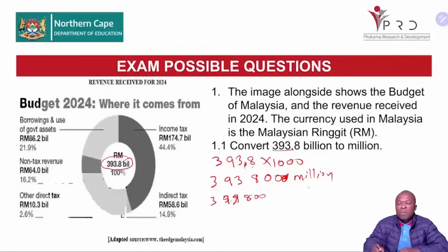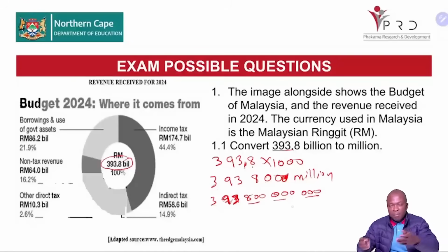How many zeros are in a million? There are 6 of them. So you're going to have 1, 2, 3, 1, 2, 3. So it's 3, 3, 3. So it's going to be 393 billion 800 million. This is how you write the value.